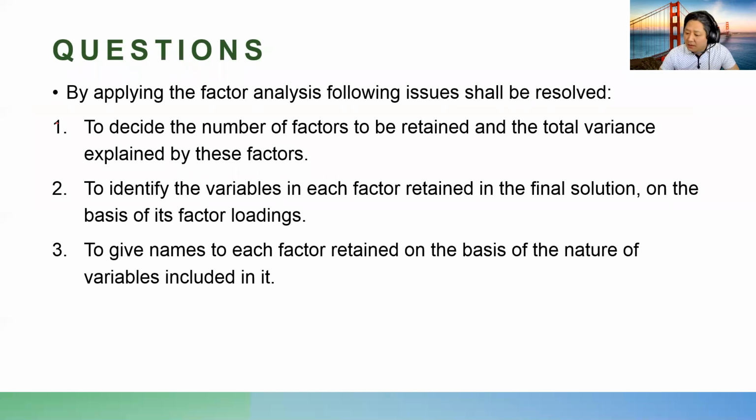This was our main question: we're going to decide the number of factors to be retained, and what would be the total variance explained by these factors, and to identify variables in each factor retained in the final solution. And also we will give names to each factor retained on the basis of the nature of the variables.